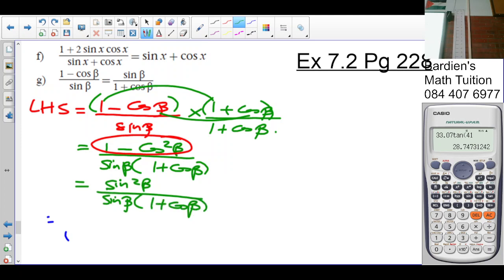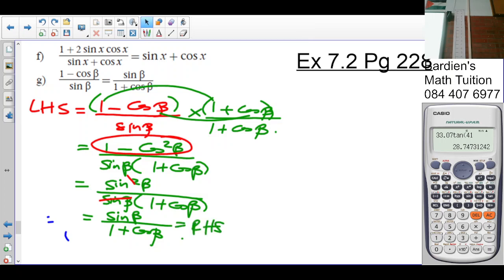So what happens now? Sines cancel. So it's going to be sine b over 1 plus cos b, which is equal to the... which side is better? This one is better. Right, sorted? Nice. So that basically brings us to the end of 7.2.